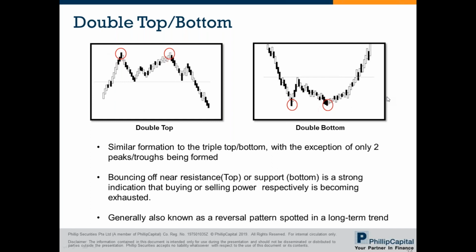What happens when buying and selling power becomes exhausted is that prices tend to reverse, which is why it falls under the category of a reversal pattern. Likewise, this also tends to be encountered in a longer term trend or a longer term time frame. In a shorter time frame, it is not as likely that you will see this, but there are exceptions as well.